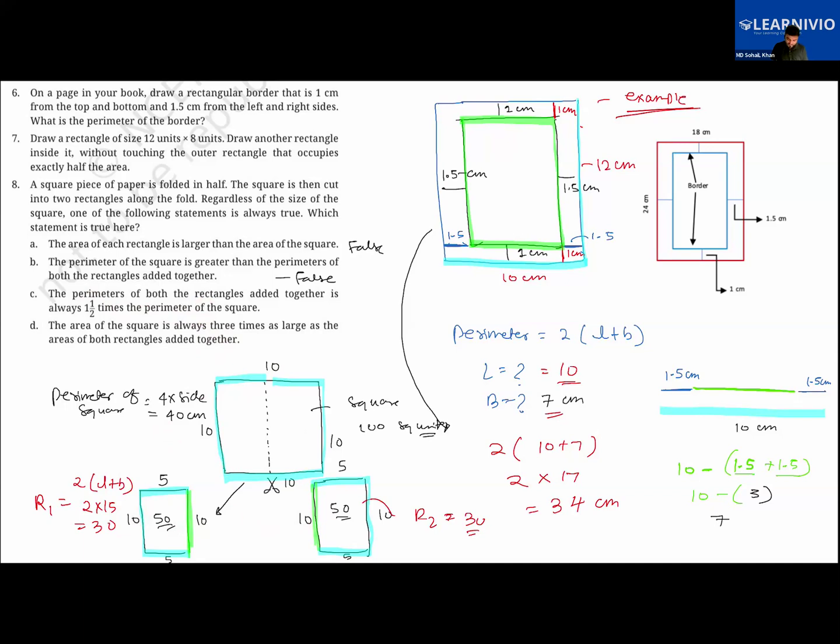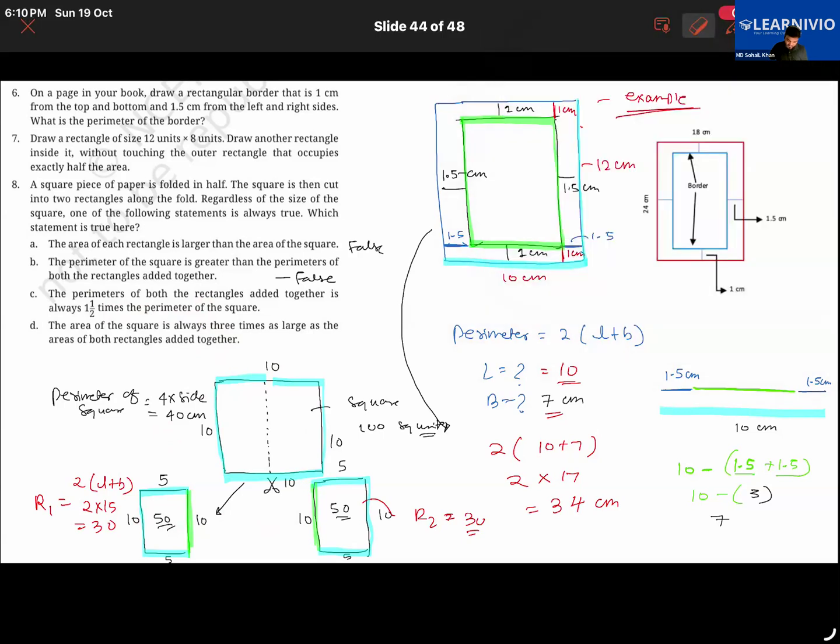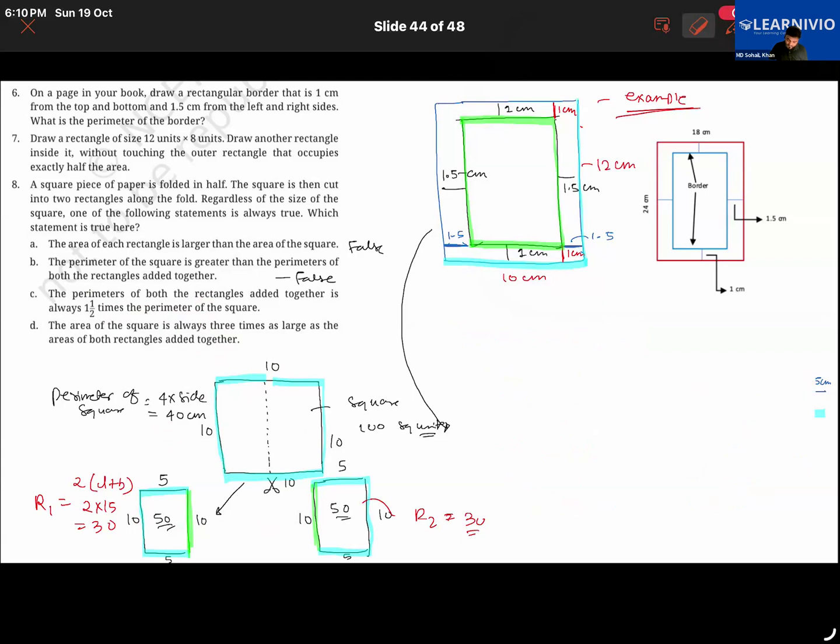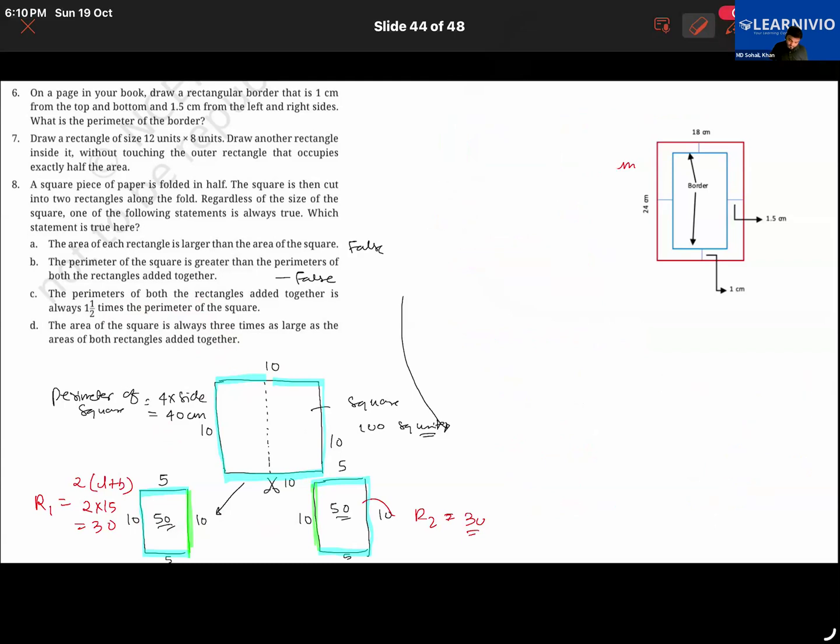One second, let me make some space actually. It's getting a bit mixed up. Yeah, okay, I understand. Good. So thereby R1 plus R2, the perimeter of these two, is 60, is equal to 60 centimeter, while the perimeter of a square is equal to 40 centimeter, right?